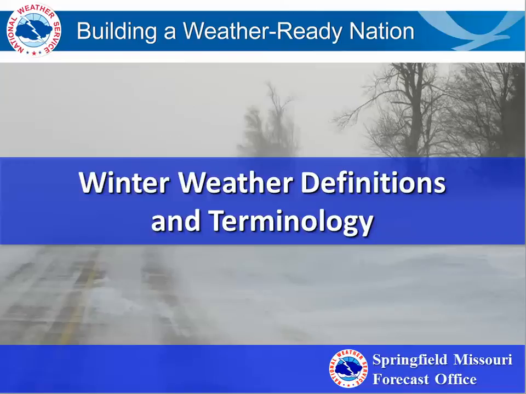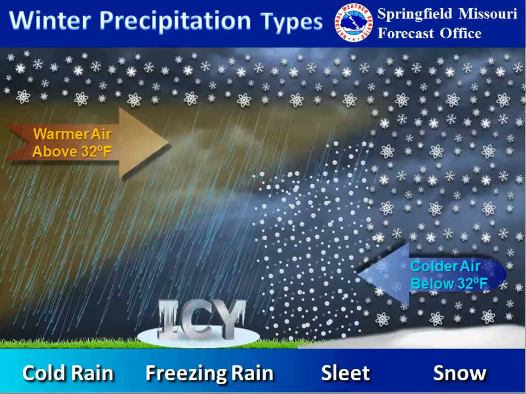This is the Springfield National Weather Service office in Springfield, Missouri, with a winter weather definition and terminology video for you. We're going to be talking about some different types of winter weather precipitation that we see here in the Ozarks, and some of the products and services that we issue out of this office to alert the public for winter weather in the Ozarks.